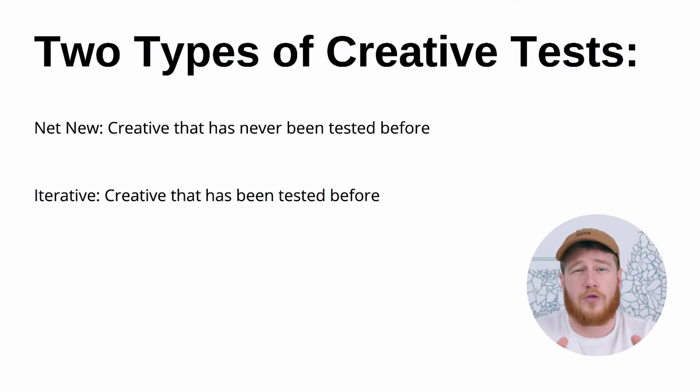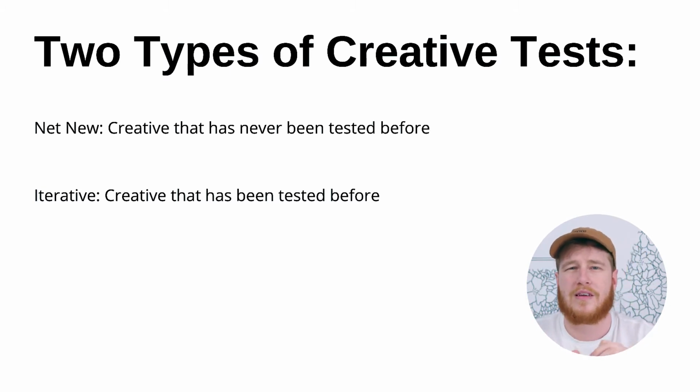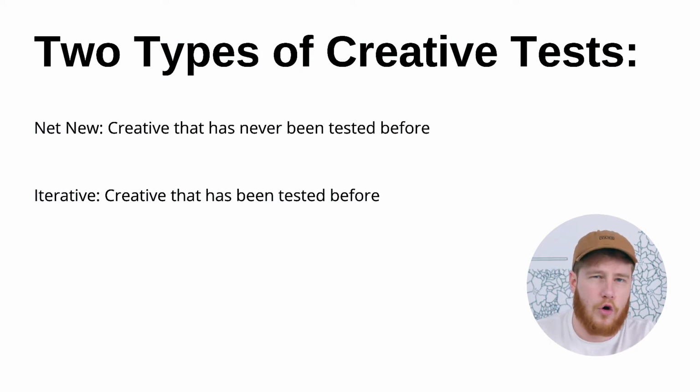There are 2 different types of creative tests that we do here at Fraggle, and one of them is a net new test. This is where it's creative which has never been tested before. This creative is completely new. Then we have iterative tests. These are creatives that have been tested before, but things are a little bit different. For instance, the hook's different, the main beat for the video is different, or even the copy or CTA.